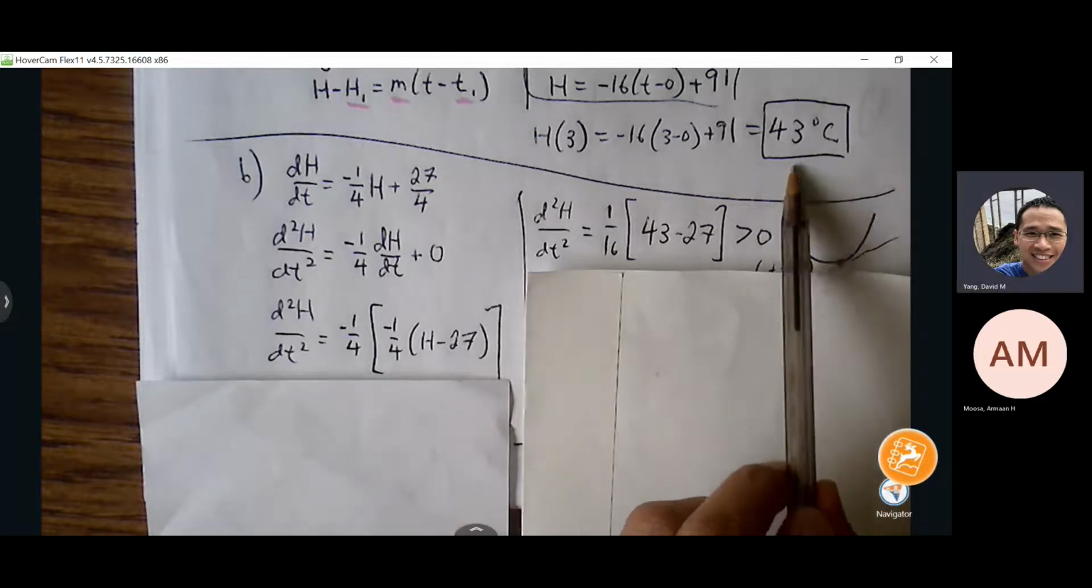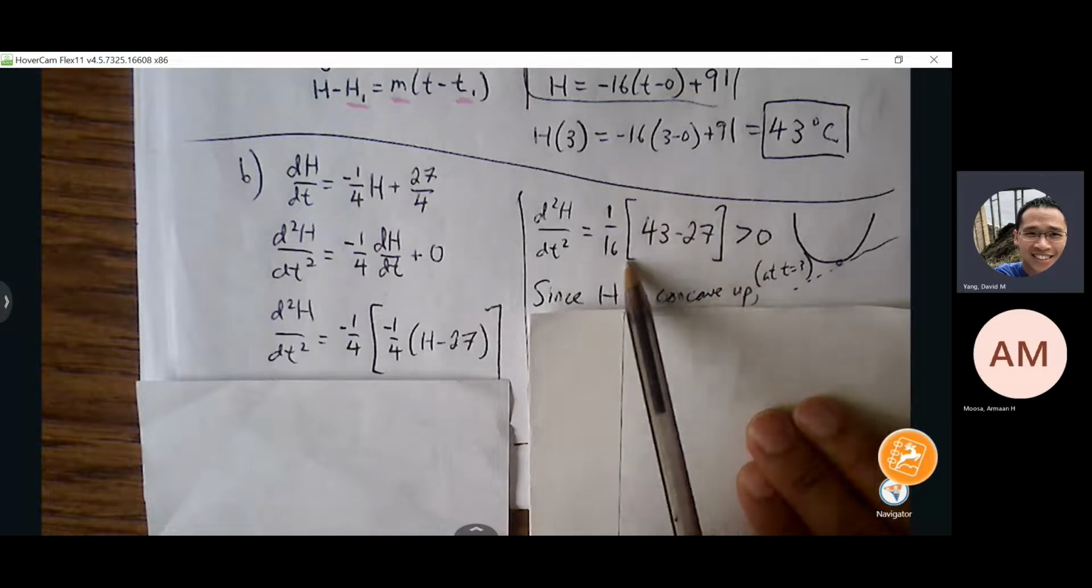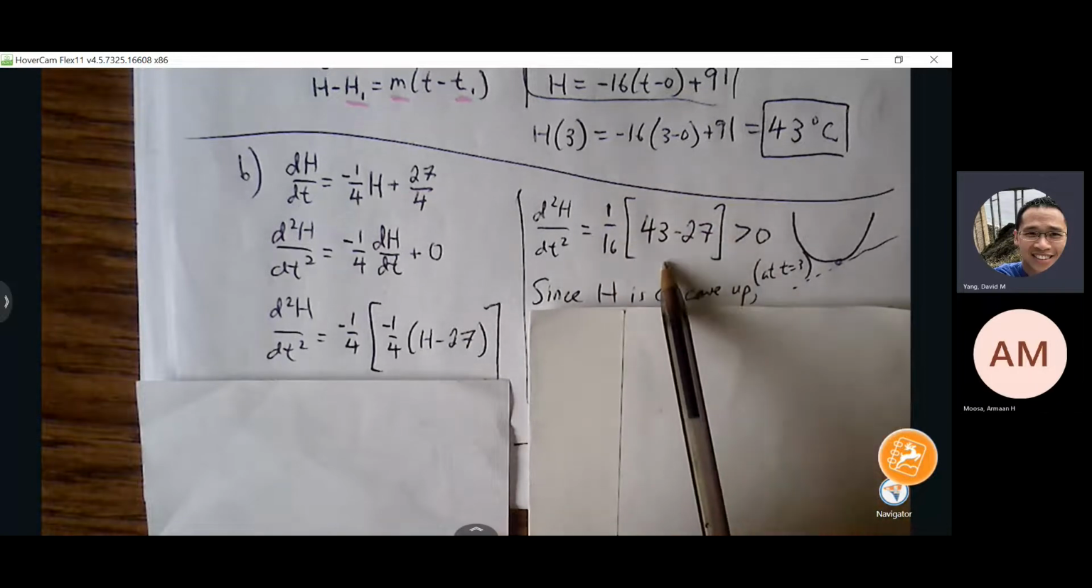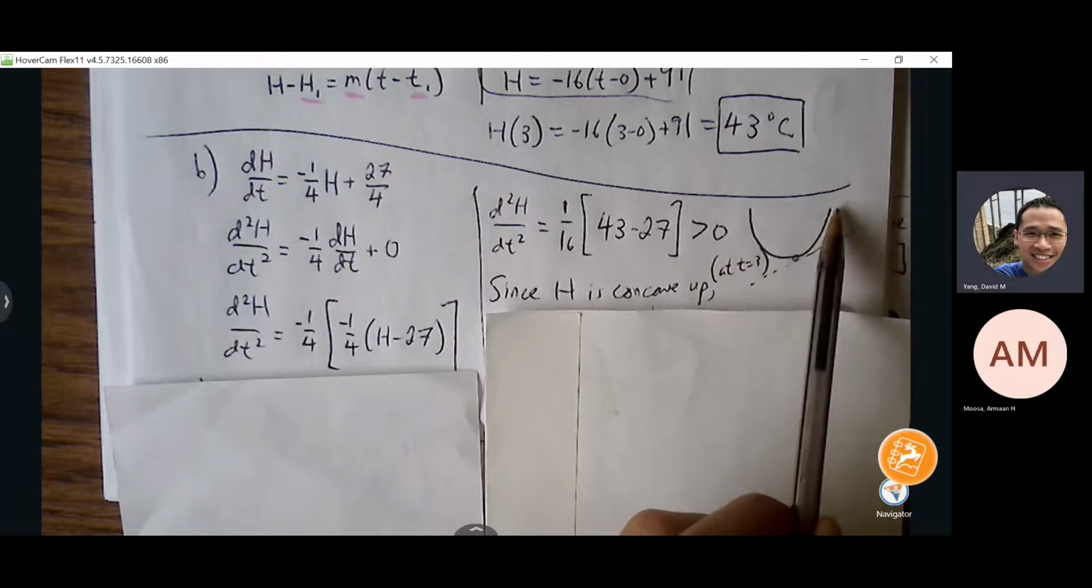So now I can enter that 43 degrees into the second derivative. And the only thing I care about is whether it's positive or negative, right? And because my second derivative is positive, I know visually that means this graph has a concave up shape.